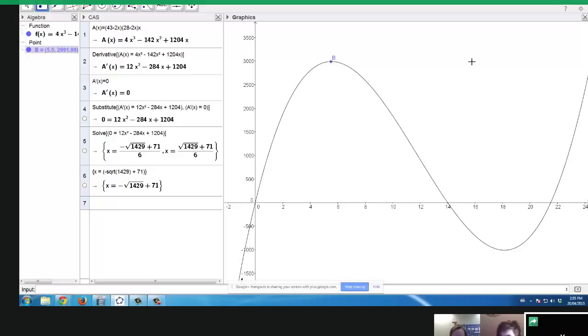So you can see my volume x curve there. Are you able to see x? So you can see sort of when x is 5.5, you get a maximum volume of 2991. So about 5.5 centimeters. Okay. Good so far? Yeah. Right.